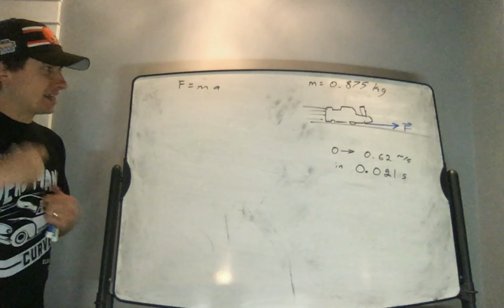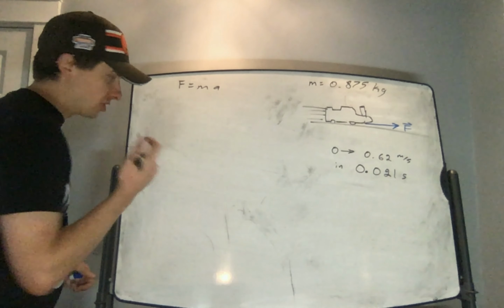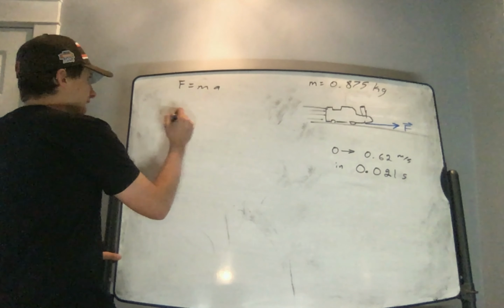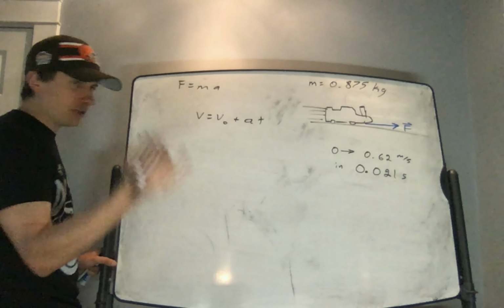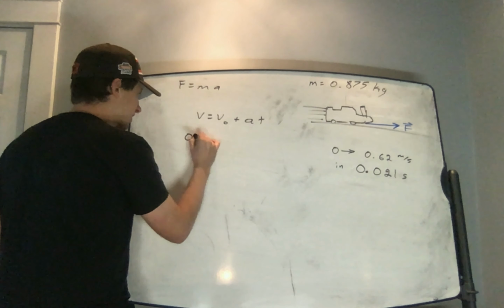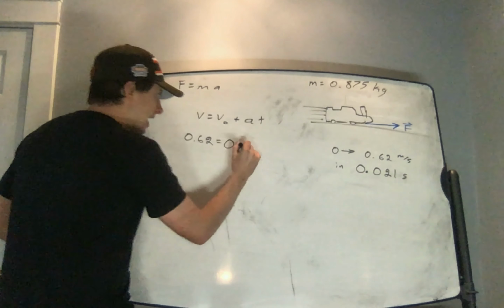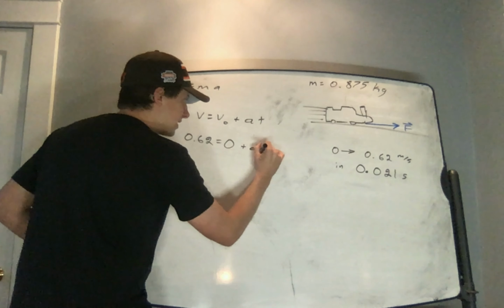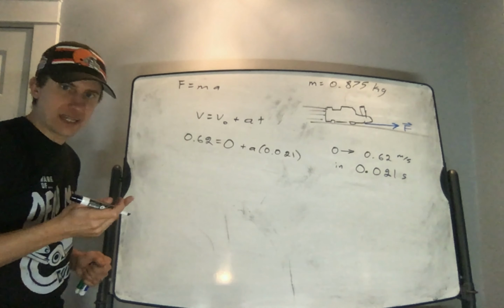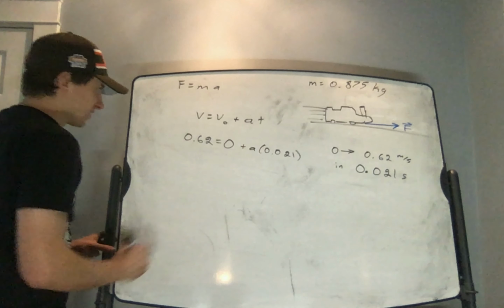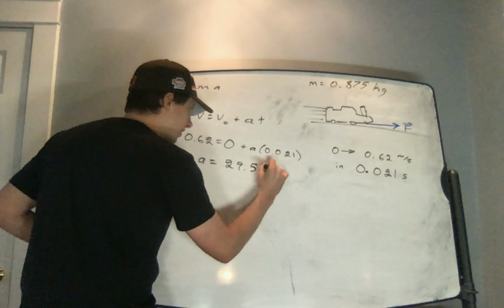We are not given the acceleration of the train, but we have enough information to find the acceleration of the train. I could say that v equals v initial plus at. The final speed of the train, we were told, is 0.62 meters per second. We were told the train initially is at rest. And then I could say plus acceleration times time. In this case, the train accelerates in a very short amount of time. And now I could solve for the acceleration, and I find the acceleration of the train is 29.5 meters per second squared.